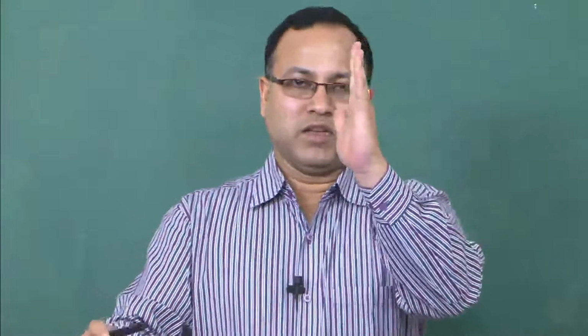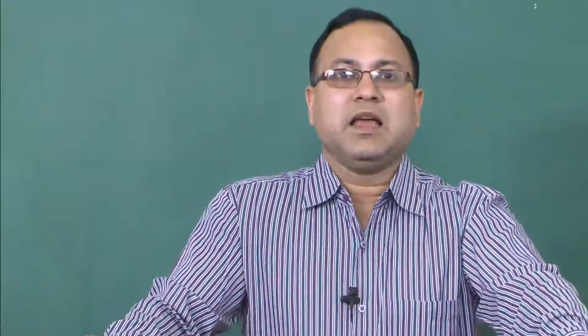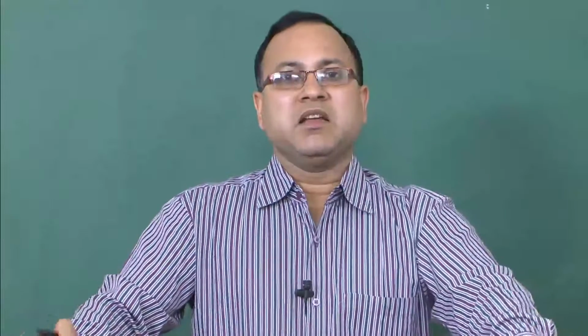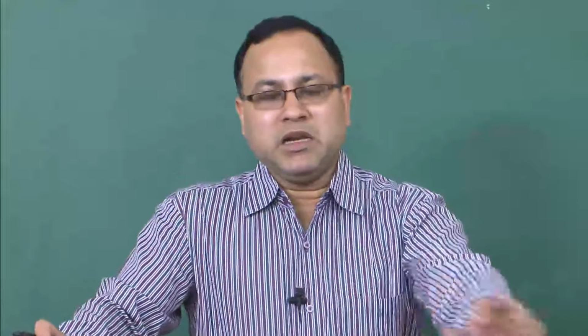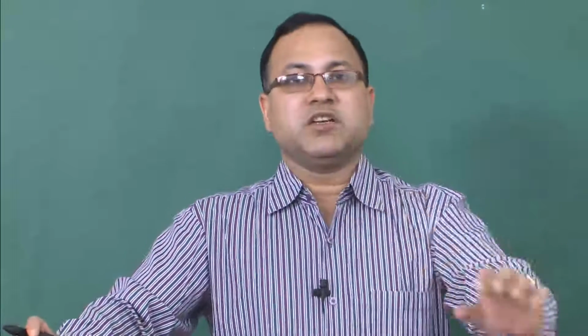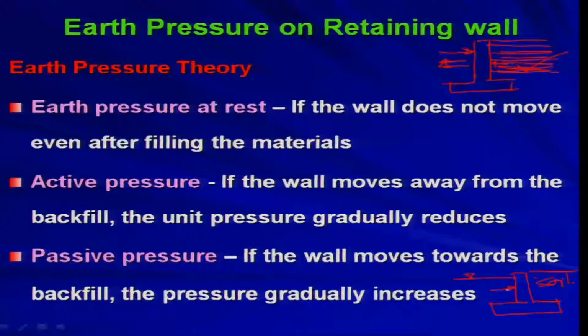So these are three conditions. One is earth pressure at rest, when there is no movement of the wall, the wall is stationary. When the wall is moving away from the backfill, you get the active condition, and the pressure exerted on the wall is the active pressure. When the wall moves towards the backfill, that condition is known as passive condition, and the pressure is the passive pressure. These three conditions we will analyze separately, and we will try to determine the expressions to find the pressures at the different conditions. Okay? Now, let us go by that.